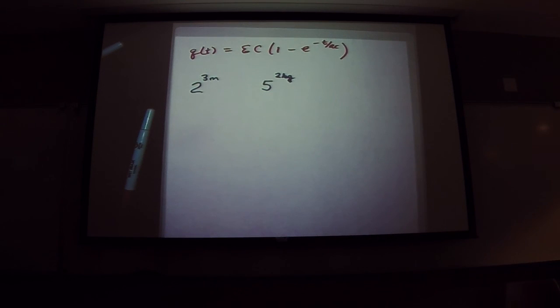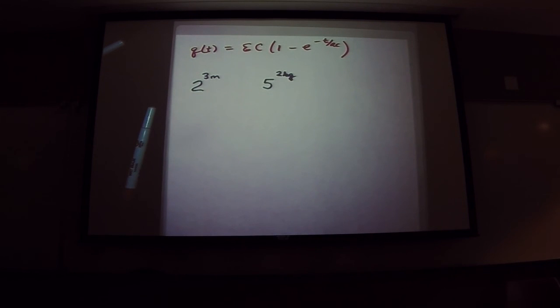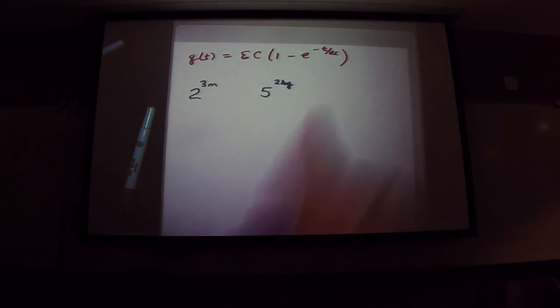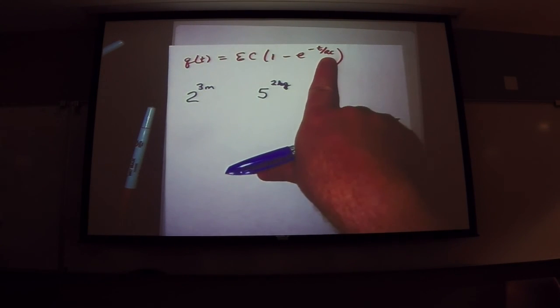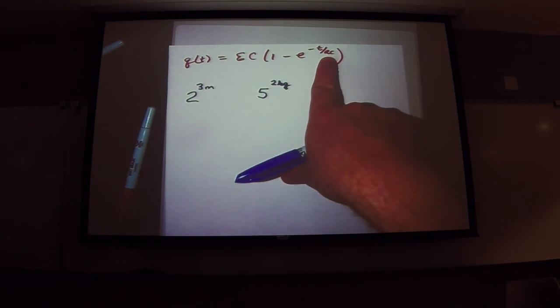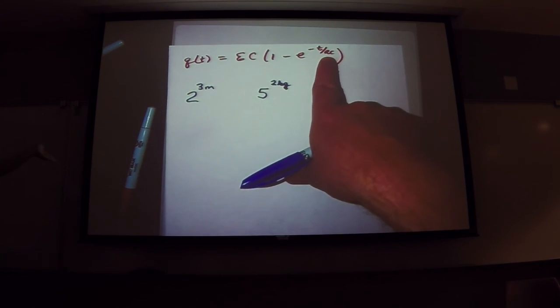No. If you have an exponent, you can't have units in the exponent. How do you take something to the meter power? That makes no sense. So what that means is that this exponent here has what kind of units? None. It can't have any units. No units there. All right?